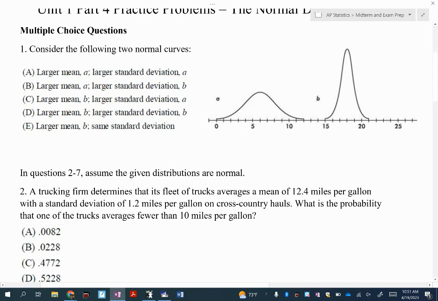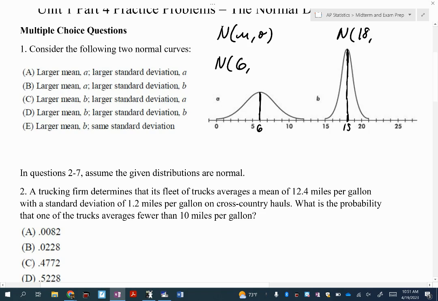They give us two normal models, two normal curves. All right, so I'm just going to draw real quick. This looks to be the middle. So 6 is my mu for that one. So let's do this. So mu and sigma. So this one is 6. And then what do you think the middle is for this other one? 18. I agree, 18.